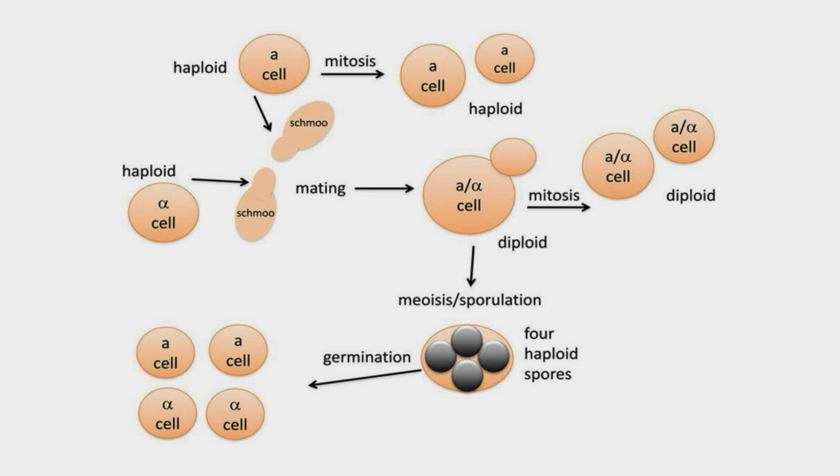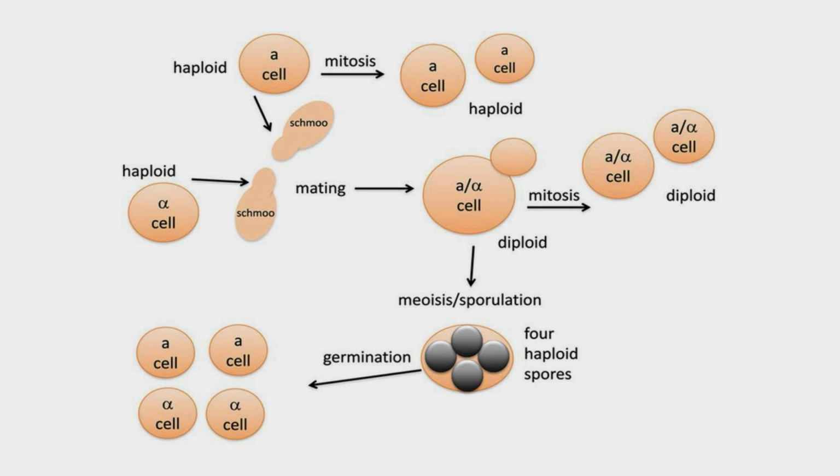Here in the image we can see the haploid cell of A type and a haploid cell of alpha type can fuse or mate to form a diploid A alpha cell, as you can see here. How do the A cells proliferate? By just mitosis, making more haploid cells. Now the diploid cell of A alpha, which has formed by the mating of A cell and alpha cell, via mitosis they proliferate on one end, and via meiosis or sporulation these diploid cells form 4 haploid spores.